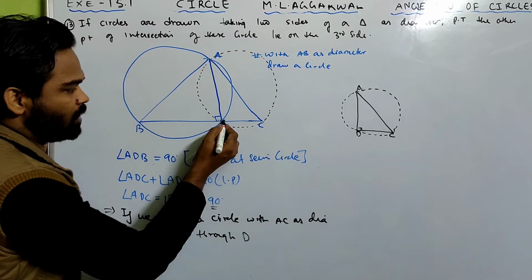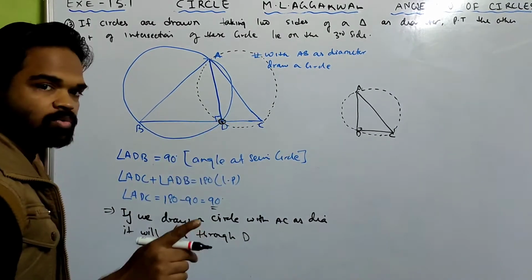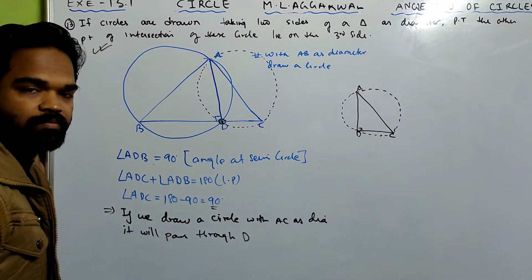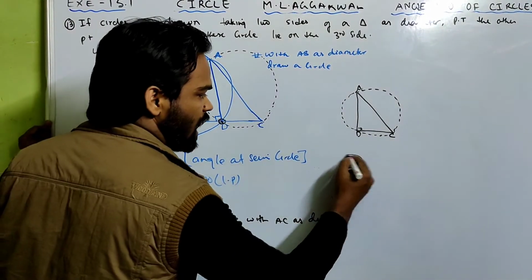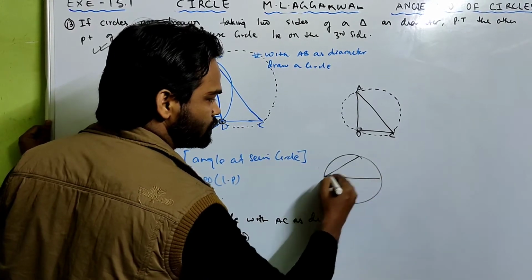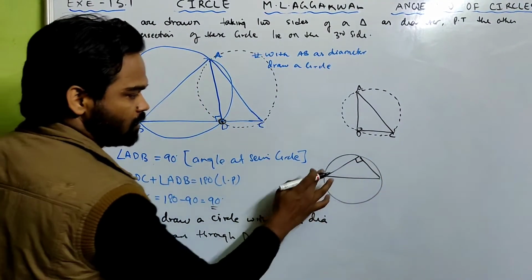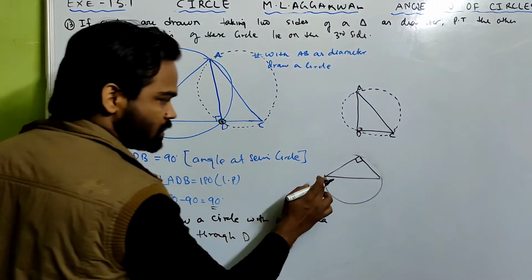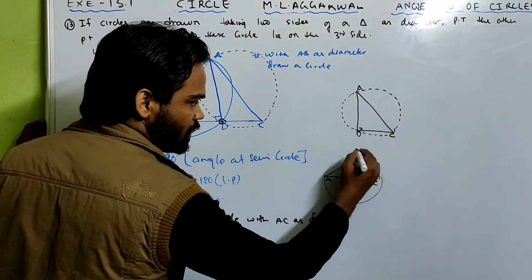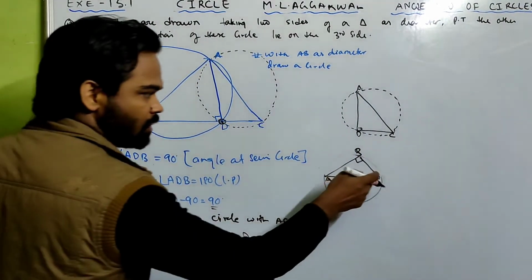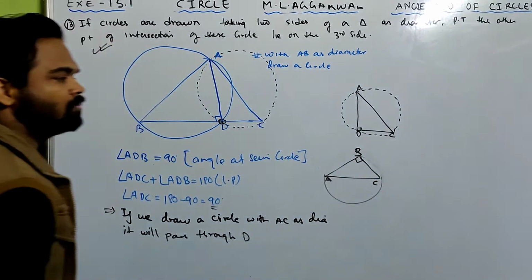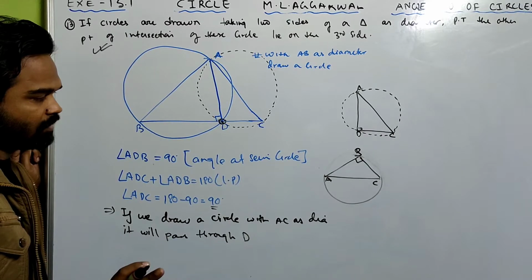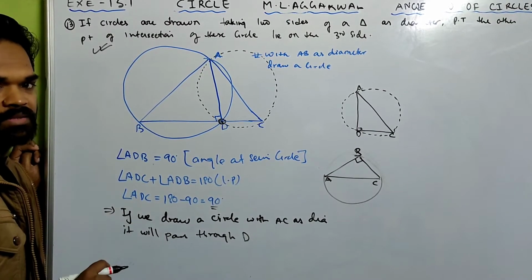So D will be the common point of intersection of the two circles on the third side, which is what we were supposed to prove. See, angle in a semicircle is 90. So now if you draw a circle with AC as a diameter, the circle which you will get will pass through D. No doubt in that. Is it clear? Pretty easy, okay? Now let us look at the next sum.